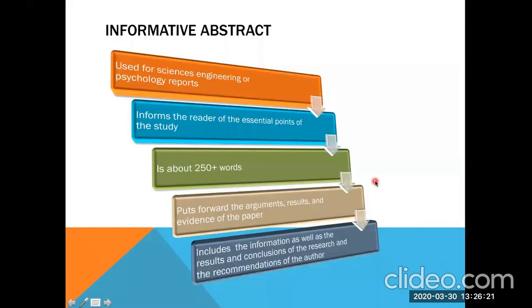While the informative abstract, on the other hand, as its name indicates, is informative in nature. It is used for social sciences, engineering, or psychology reports. It informs the reader of the essential points of the study, and it's about 250 plus words. It puts forward the arguments, results, and evidence of the paper, and includes the information as well as the results and conclusions of the research and the recommendations of the author.